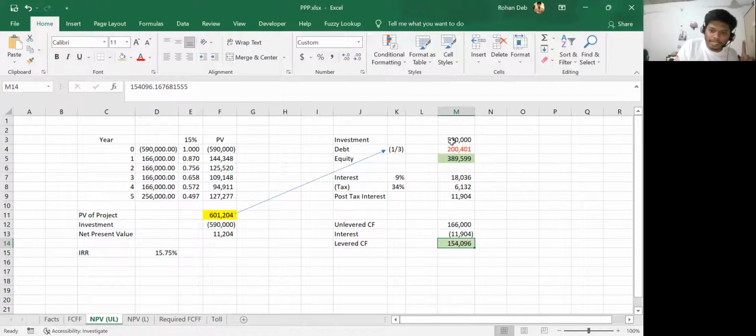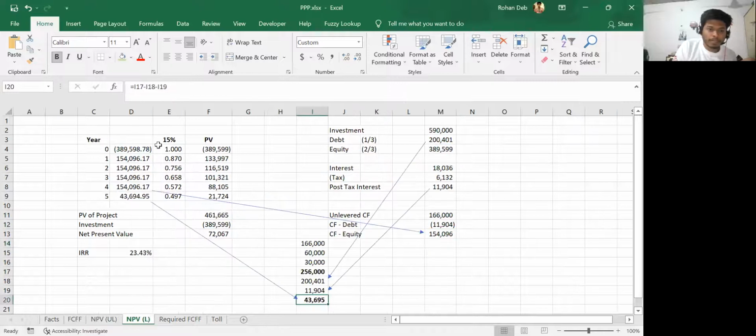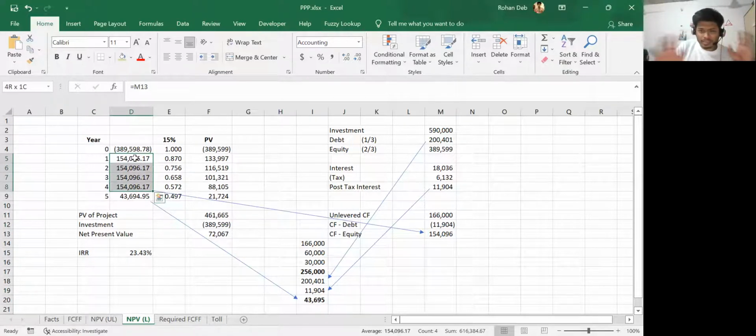But instead of the 5,90,000, I'll take the investment as 3,98,599, and instead of 166,000 I'll take 154,000 as the cash flow. So I've taken 3,98,599 as the initial investment, and every year my levered cash flow is given over here. Rest of the thing is all same. Now this is 15%. Focus on the last year of the question.